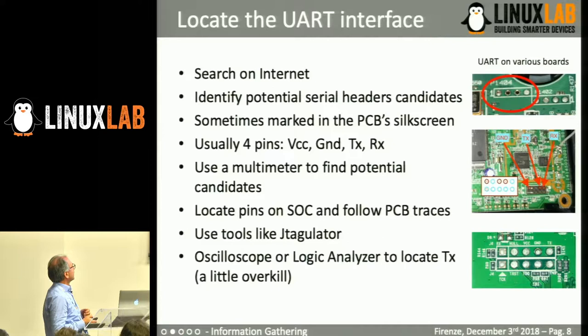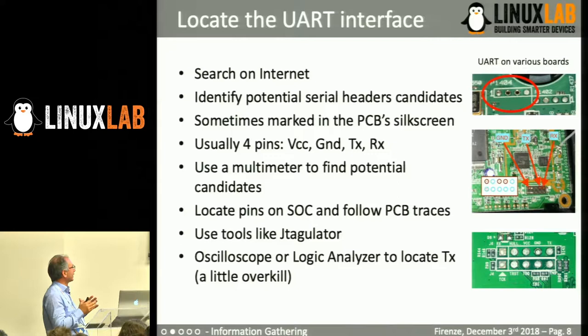The first thing to locate is the serial console. It is really useful to locate. So first of all, you will search on the internet to see if someone else has already done the job for you. Otherwise, you have to identify potential serial header candidates. Sometimes they are marked on the PCB, as in our case. If they are not marked on the PCB, you usually look for four pins: VCC, ground, TX, and RX. You can use a multimeter to find potential candidates, because VCC and ground are easy to find. RX usually has a pull-up resistor, so you can identify it.